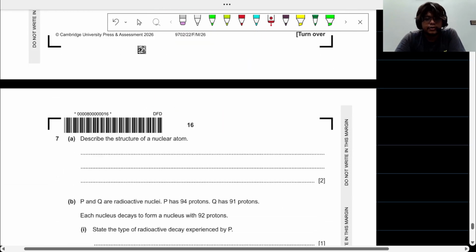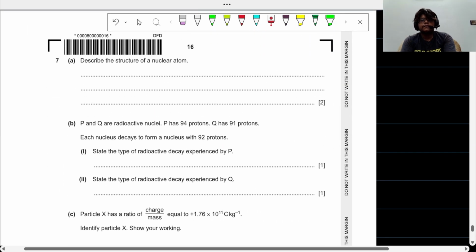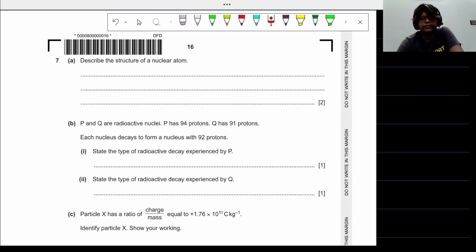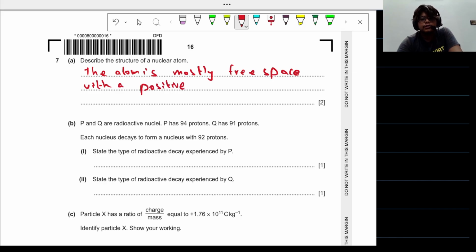Okay then. So now let's come to the last part. Describe the structure of a nuclear atom. This question is relevant to the gold foil experiment. You need to explain your conclusions. So what was the structure? The atom is mostly free space, right? Mostly free space with a positively charged nucleus at the center, right?